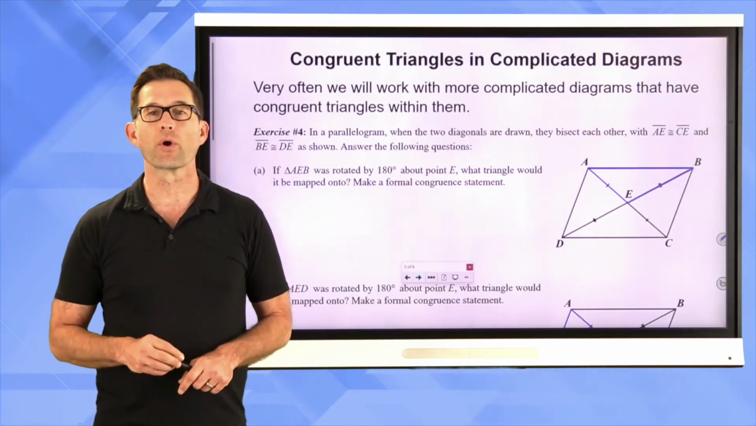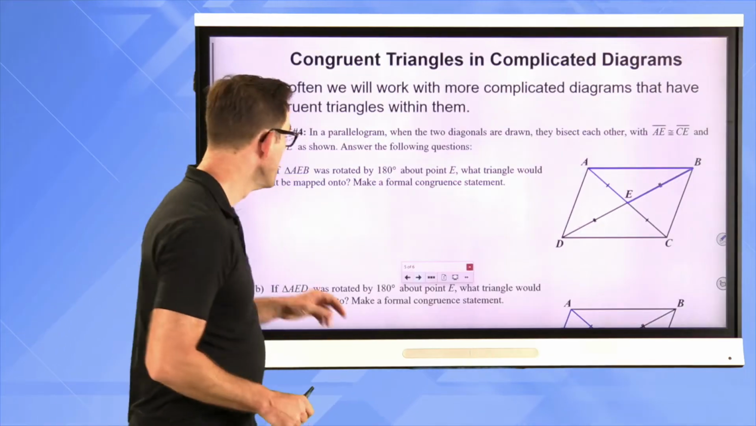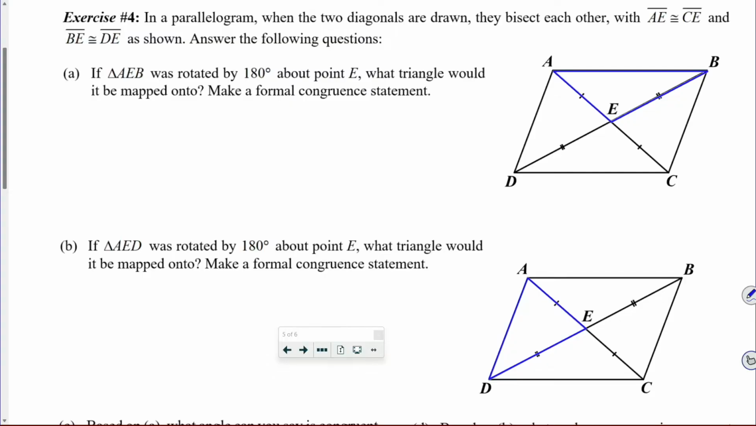Very often we will work with more complicated diagrams that have congruent triangles within them. So let's play around with that a little bit in exercise number 4. In a parallelogram, when two diagonals are drawn, they bisect each other. We're eventually going to prove that. With AE congruent to CE and BE congruent to DE as shown, answer the following questions. Letter A.